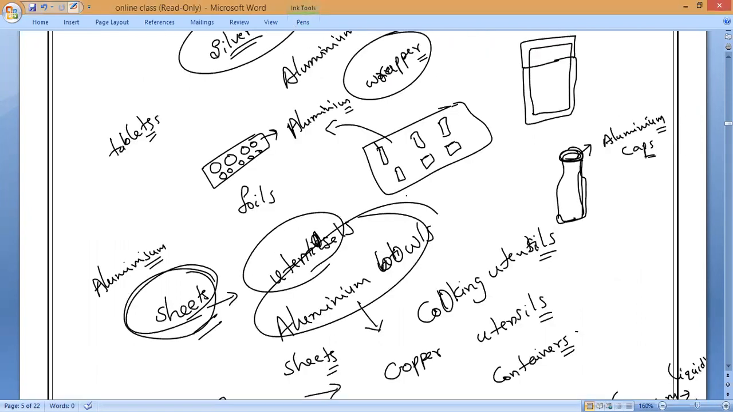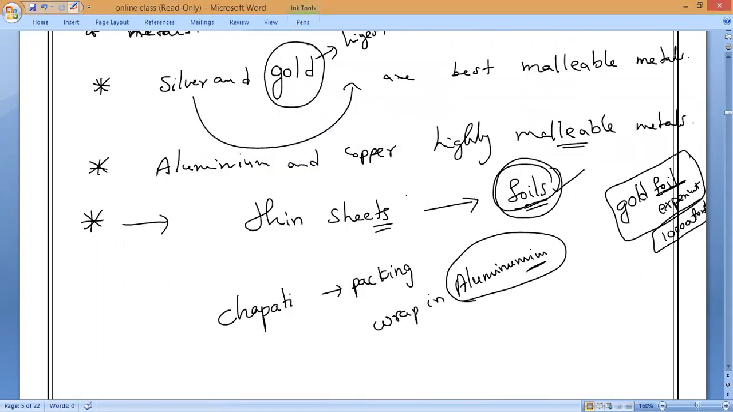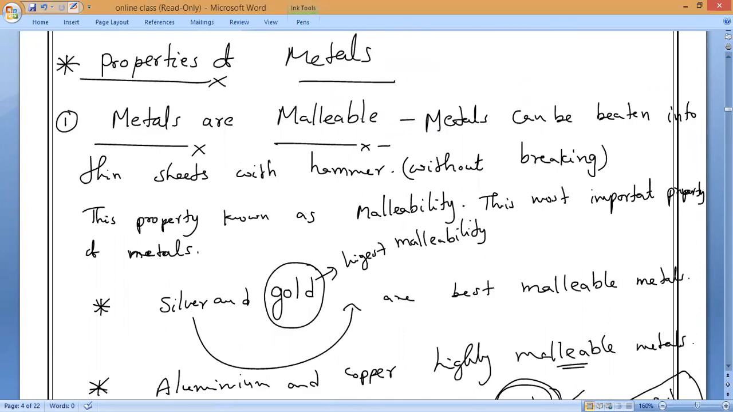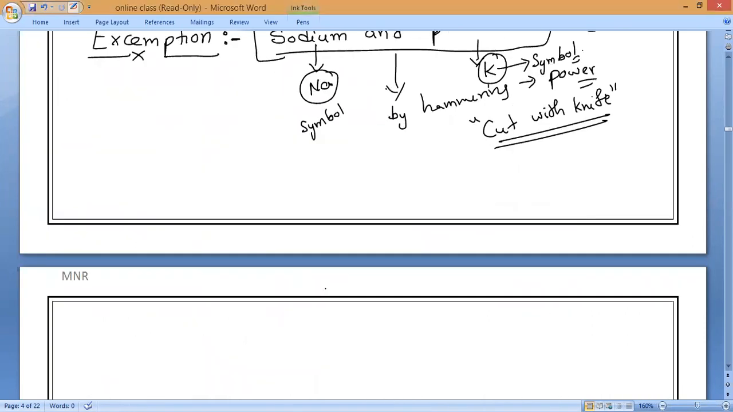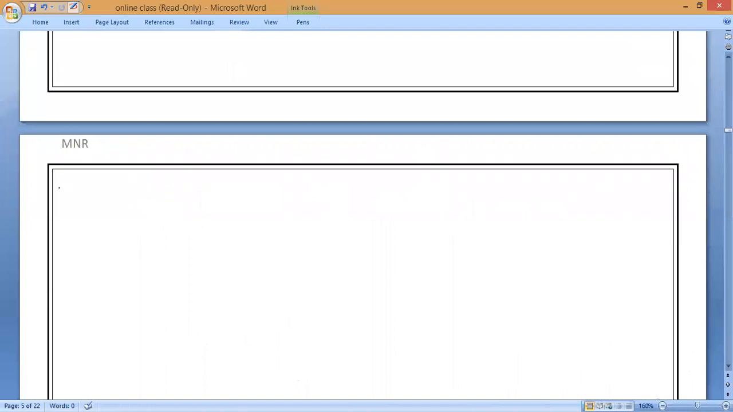Okay, so this is the first property of metals. What is the first property, guys? Metals are malleable. Okay, see how much time is being spent. Next, the second one: metals are ductile. Second property, write it. So many properties are there. Metals are ductile. Write it.